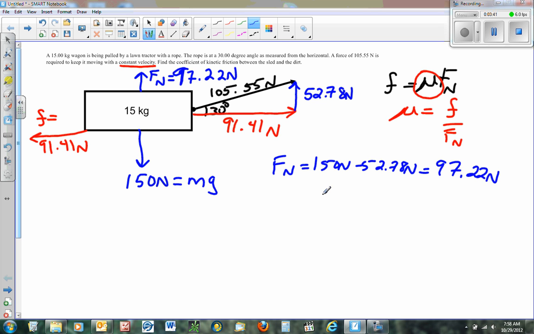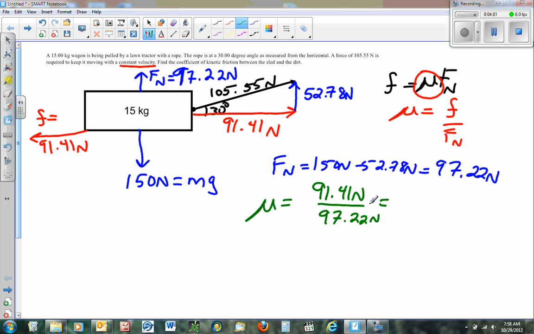All right, do I have enough information to find the coefficient of friction? And the answer is yes. It's going to be the coefficient of friction equals the frictional force, which is 91.41 newtons, divided by the normal force, which we found to be 97.22 newtons.